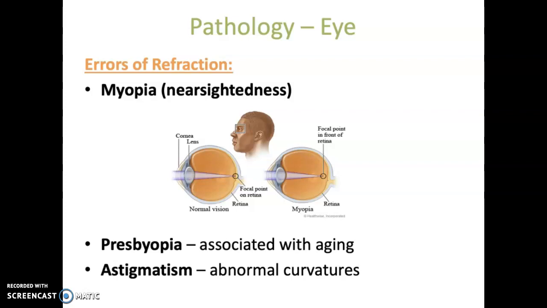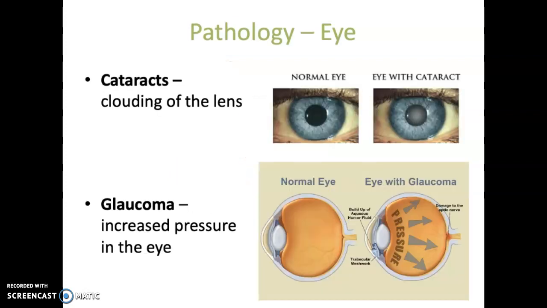shaped cornea or lens, which causes light rays to spread out over the retina instead of landing in one spot. So that can cause blurry vision. Cataracts is a clouding of the lens due to a protein buildup. So that can impair vision.